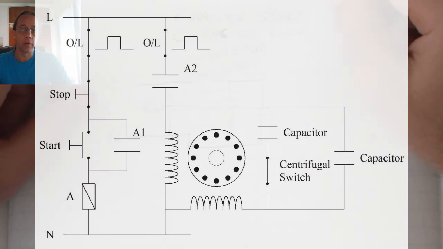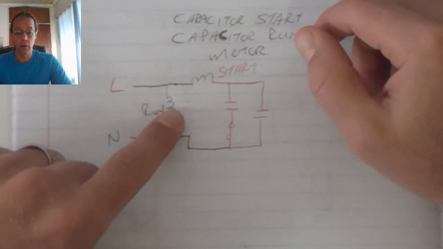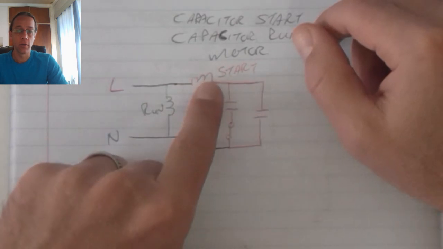In order to obtain reversal of rotation, either the running coil's polarity is reversed or the starting coil's polarity is reversed.